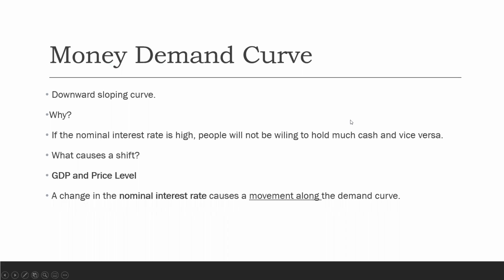So let's talk about the money demand curve. It's downward sloping. And why is that? Well, if the nominal interest rate is high, people will not be willing to hold much cash and vice versa.